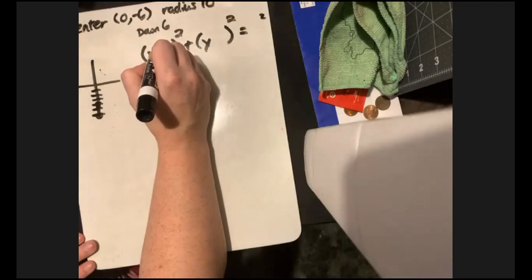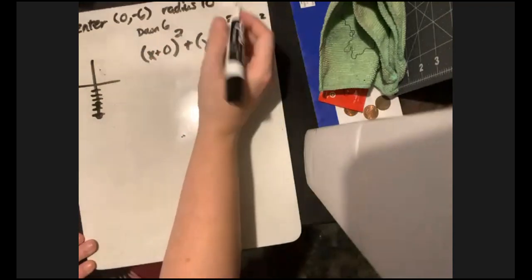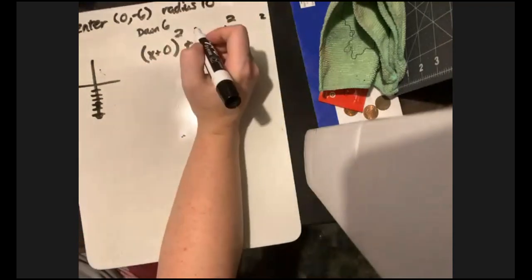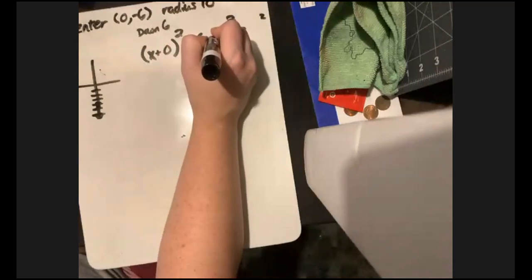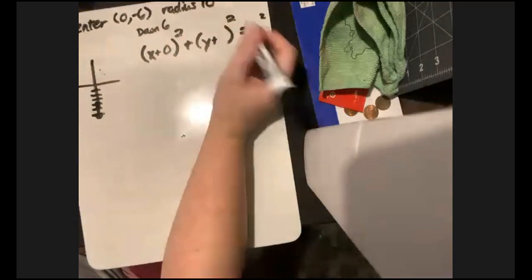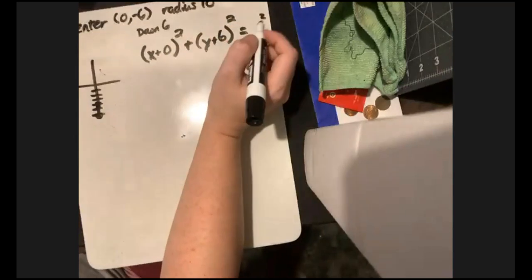So you can either put a plus or a minus 0 on that one. But I did go down 6. Now, normally my brain says down is minus, but I do the opposite. So that's going to be a plus 6. And then my radius goes over here.